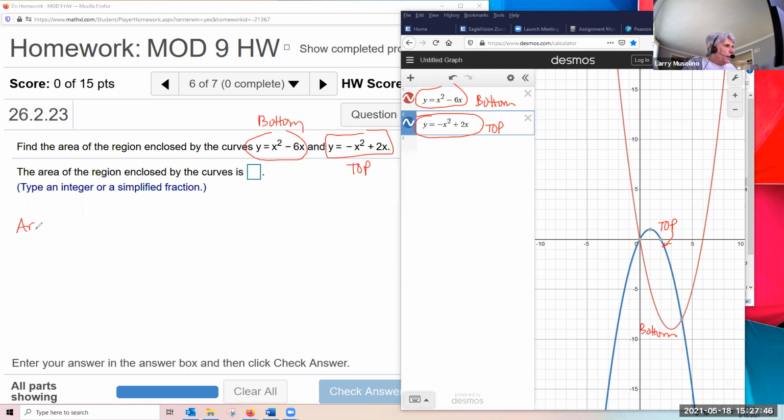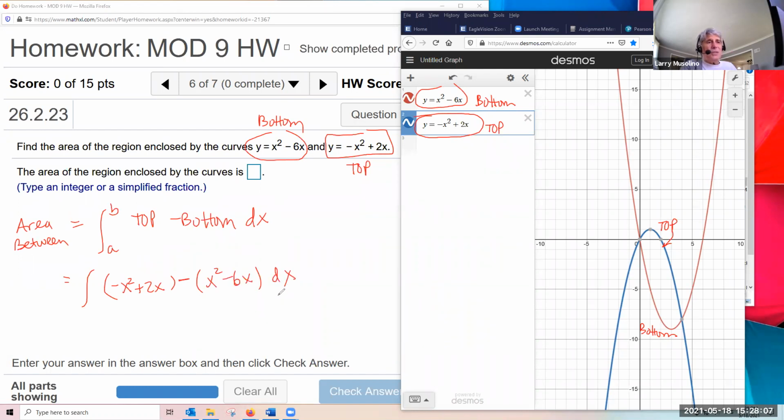So if I want to know the area between these two curves, I have to take the integral from a to b of the top minus the bottom. So in our example, our top curve was negative x squared plus 2x, and our bottom curve was x squared minus 6x. Well, I also need to know the bounds, the lower and upper bound. Well, by going to the graph, I can kind of see the bounds because here is the left bound 0, and here is the right bound 4. So I know this is going to be the integral from 0 to 4.